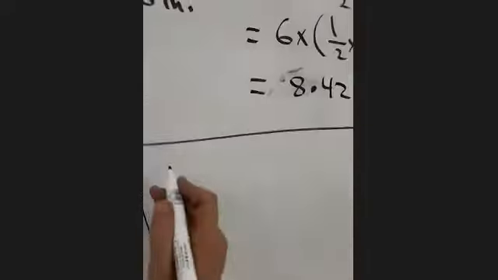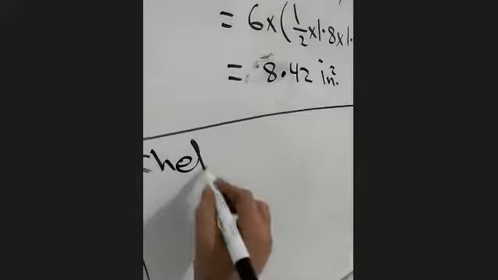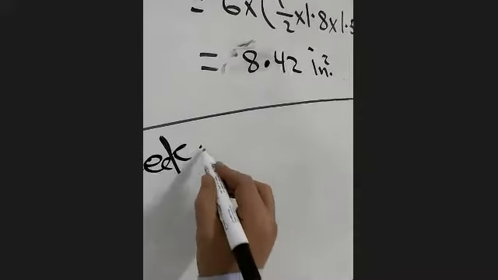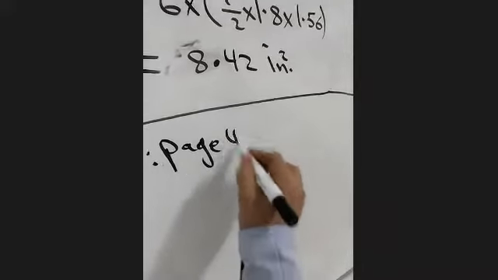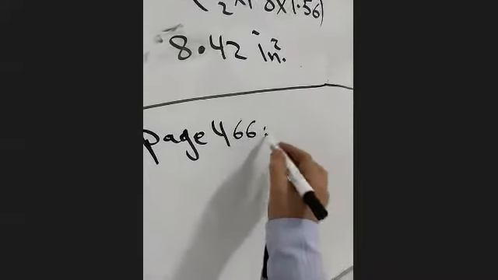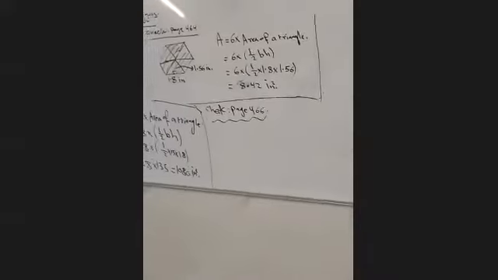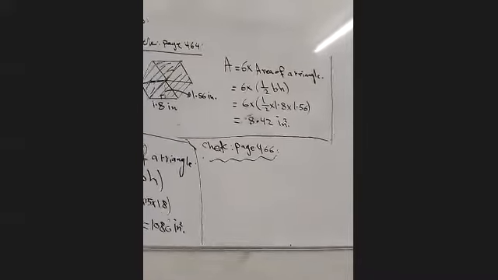Now, go with me to the check question. See it on page 466, quickly. Yes, we are on the check question, guys. Check question, page 466. All of you go there, guys. Let's solve this question before the period finishes. Read. Morgan designed a stained glass window to be added above the door at the community center.